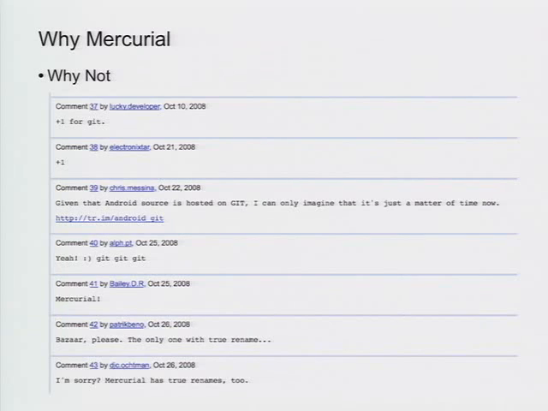So why did we choose Mercurial? This was a source of many great discussions. It was sort of entertaining if you like angry people. So why would we choose Mercurial and not Git or Bazaar or many of the other systems shown on the previous slides?